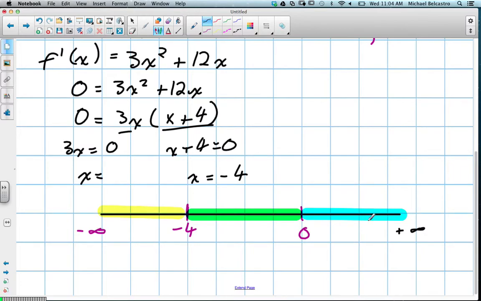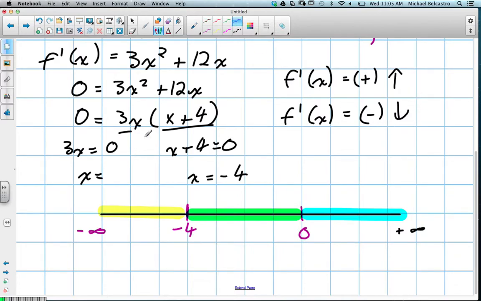Instead of just putting in values, because we want to see if something is increasing or decreasing, it turns out that if f prime at a specific value is positive, then we're increasing, and if f prime of x is negative at a specific value, we're decreasing. So we're going to take values that fall in between all of these intervals.